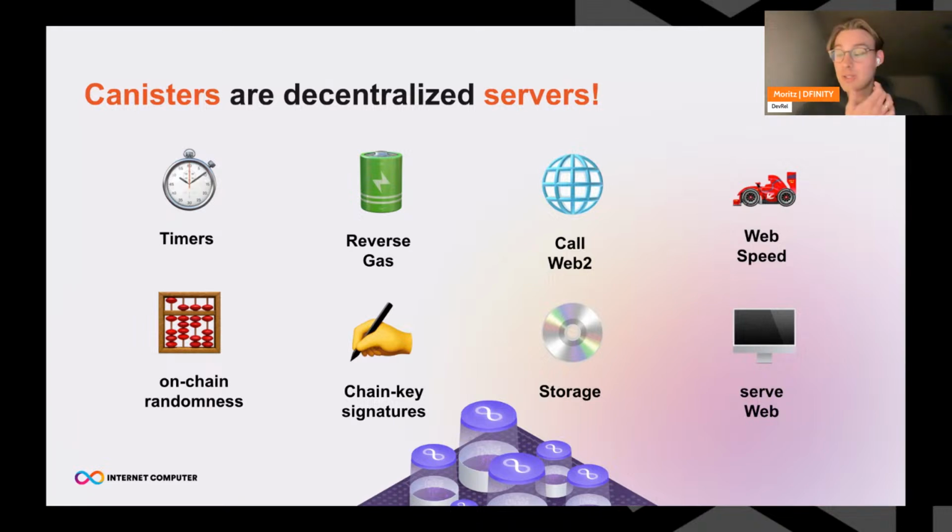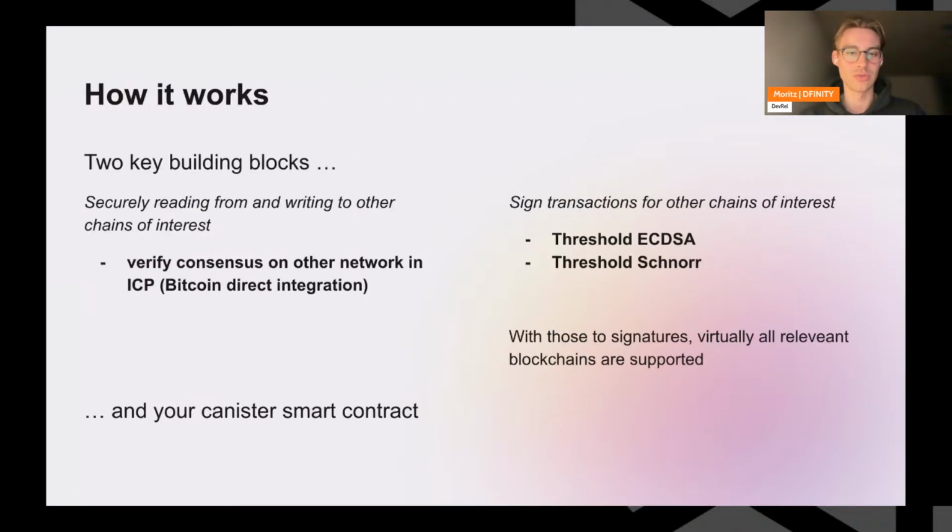All right, so because we want to build native Bitcoin smart contracts, of course, we somehow need to be able to read from and write to Bitcoin, and also sign transactions for Bitcoin. So for this, there are 2 key building blocks. First of all, we need to be able to verify consensus of the Bitcoin network within the internet computer. And therefore, we have the Bitcoin direct integration. And that provides an API that we will have a look at in a second.